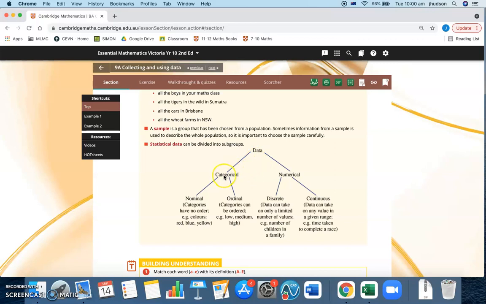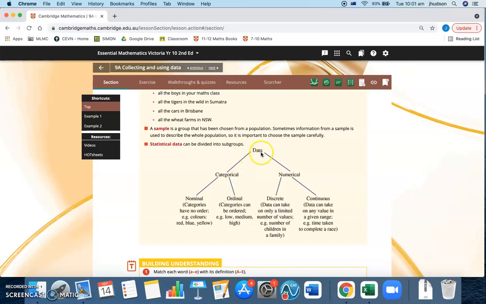Categorical can then further be split into two different types. Now, I didn't say before, categorical data is data that isn't necessarily numbers. If it's numbers, it's numerical. If it's not, it's categorical. There are nominal categories and there are ordinal categories. Nominal categories are ones that don't have an order, as it says down here. It gives you the example of colors: red, blue, and yellow. You can't really order those ones, can you? But ordinal categories can be ordered. It's given you another example: low, medium, and high. So we can put them in a certain order.